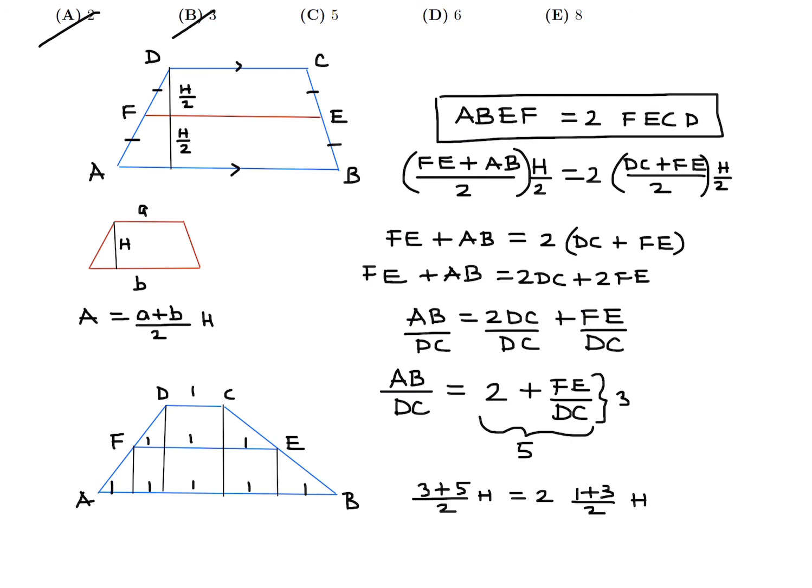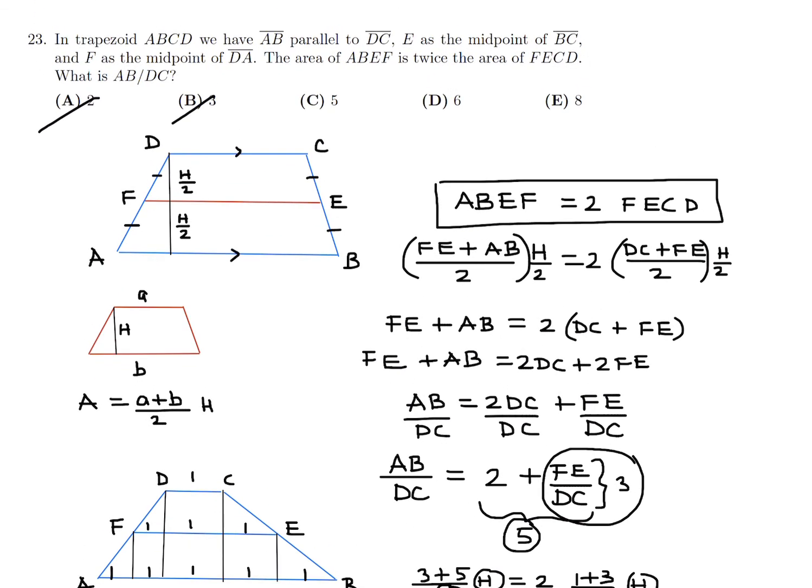The H's cancel and these 2's cancel. So all you're left with is 3 plus 5, which is 8, is equal to 2 times (1 plus 3), which is 2 times 4. And there you go. This holds. 2 times 4 is equal to 8. So this is indeed possible, and therefore AB over DC can definitely be 5. And therefore the answer to number 23 is C.